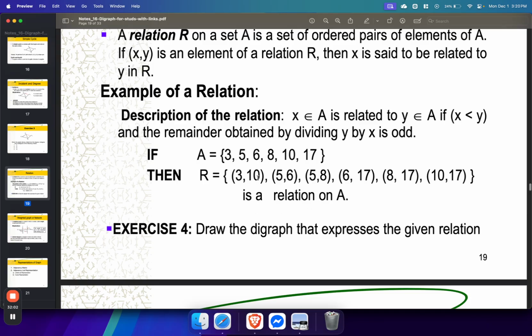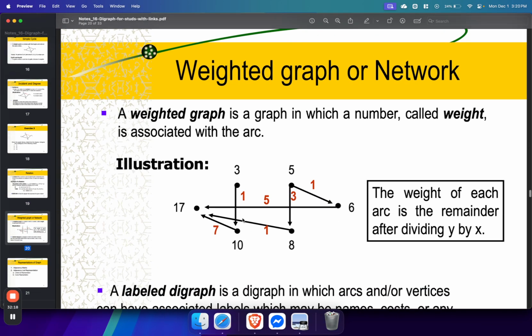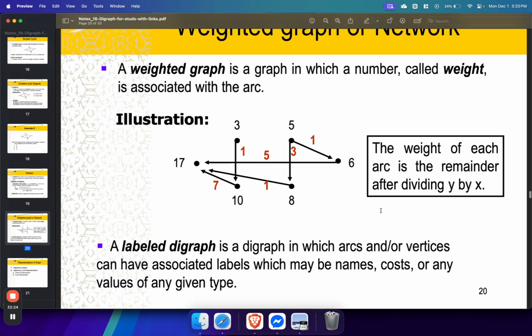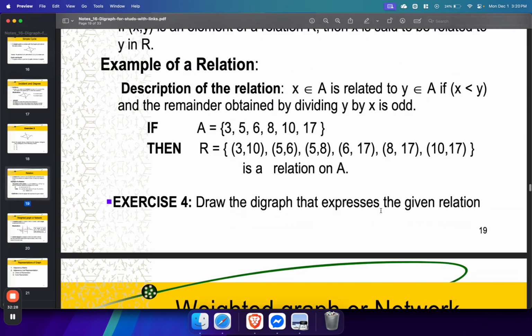So what is y? 10. 10 divided by 3 is 3, right? But how much is the remainder? That is what we are looking for. So the actual thing is 10 modulo 3 is 1. So if you take a look, from 3 to 10, the weight is 1 because the weight of each arc is the remainder after dividing by x. Let's try another random one.